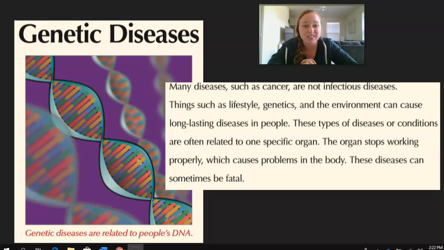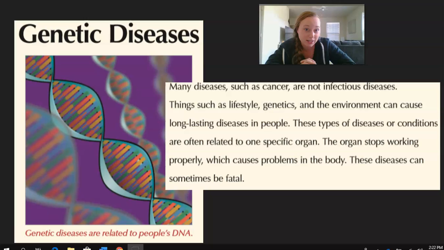Many diseases, such as cancer, are not infectious diseases. So we don't catch them from somebody sneezing on us or coughing on us, or from touching our hands to our face. That's not how that works.